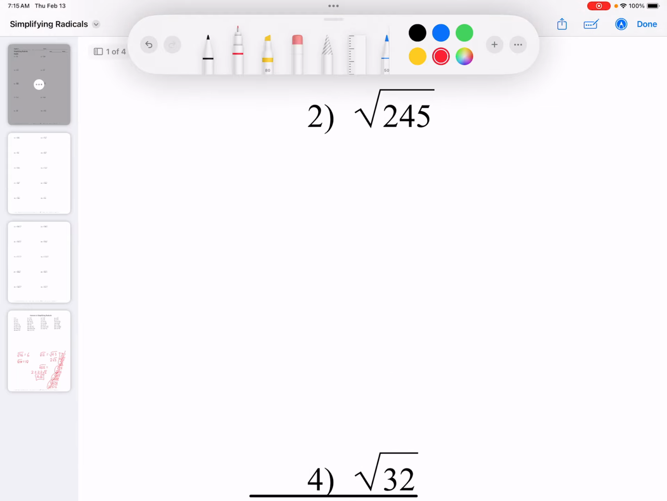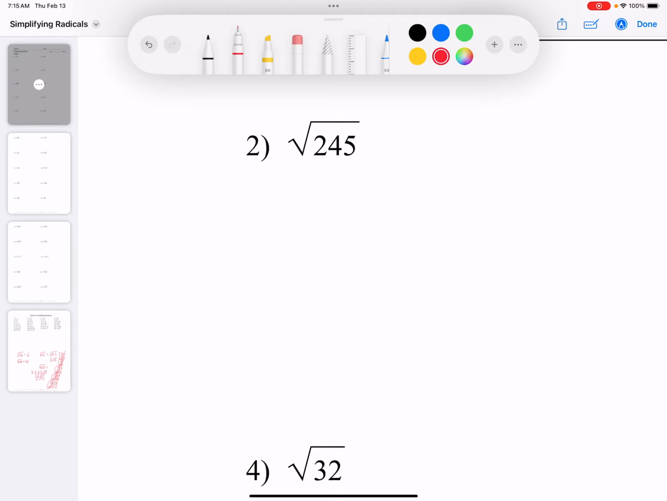When we are dealing with, let's say, number 2, which is 245, we are going to do the prime factorization of that. Prime numbers are numbers that can only be divided by one and themselves. So like 2, 3, 5, 7, 11, 13. They can't be divided by anything else but one and themselves. That's probably about all you're going to need for these. So what we want to do is see which one of those numbers I just listed goes into 245.